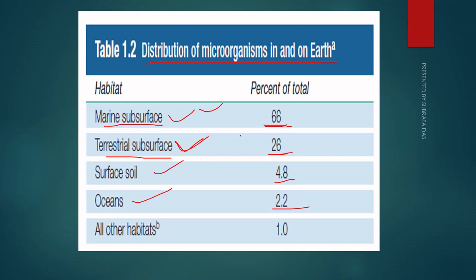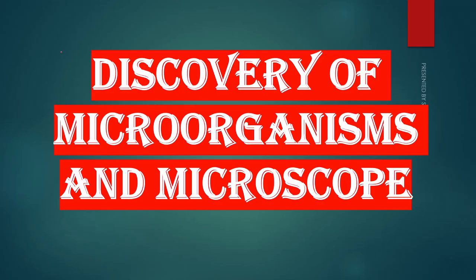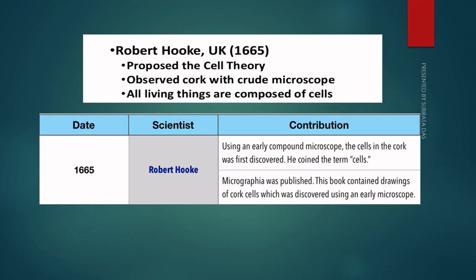Okay, so now move on to the next topic, that is the discovery of microorganisms and microscope. Who discovered the microorganisms and microscope? Before discussing the microscope and microorganisms, at first we have to know who discovered the cell, and how he discovered the cell. So first thing about Robert Hooke, who proposed the cell theory.